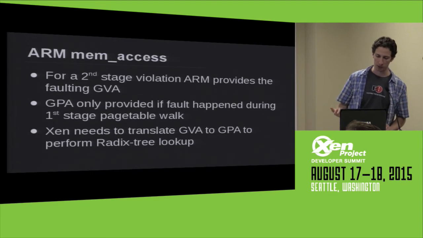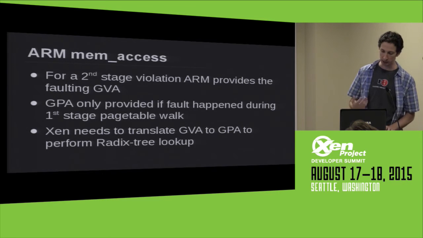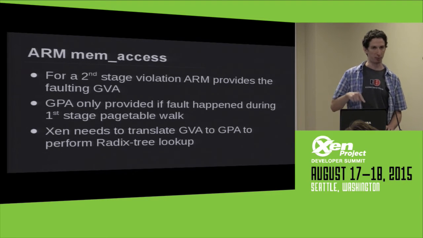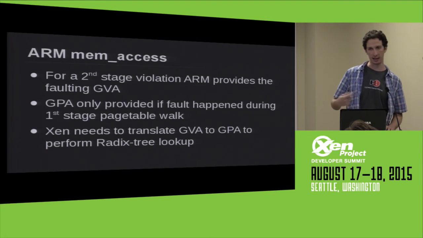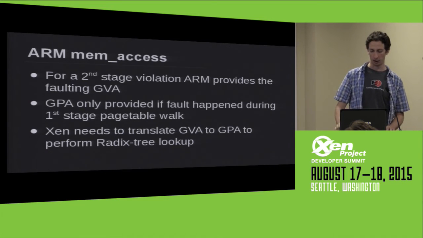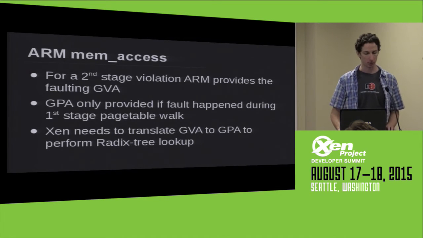The problem here, of course, is that on ARM, when there is a fault, it only gives you the guest virtual address. The guest physical address is only given if you were doing a page table walk within the guest. So this is a problem, because that means that in most cases, Xen needs to do a guest virtual to guest physical translation, which we don't have to do on x86.